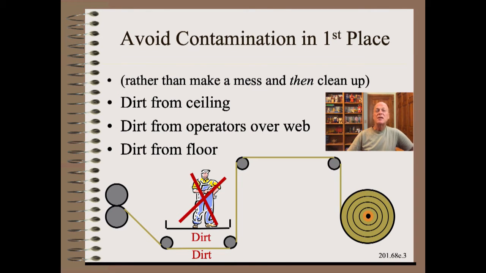The first principle of good manufacturing practice is to not create disorder in the first place, rather than make a mess and then have to clean it up. There are many sources of contamination. Some of them begin with the very design and layout of your web machine. Dirt can come from the ceiling, and from the floor, and from operators working over the web. All of these are quite easy to avoid, but only at the machine design stage.